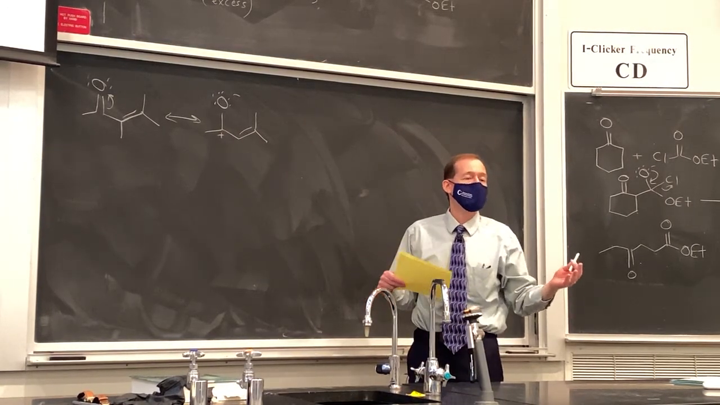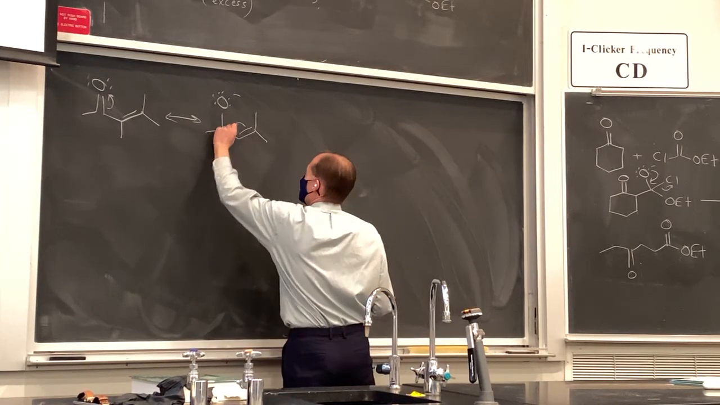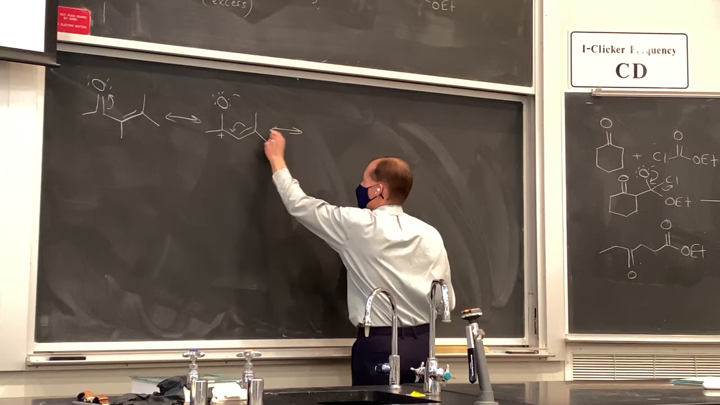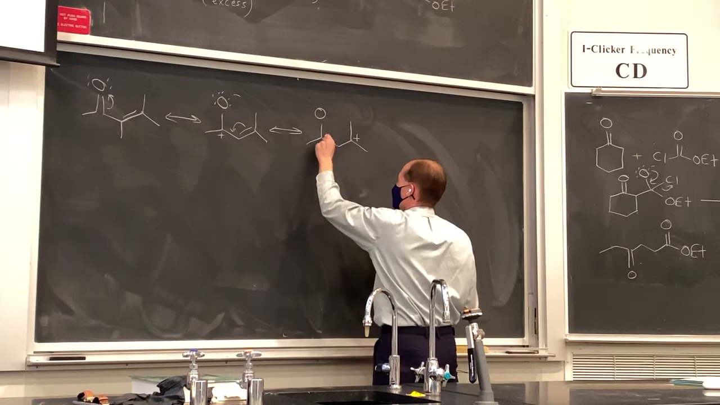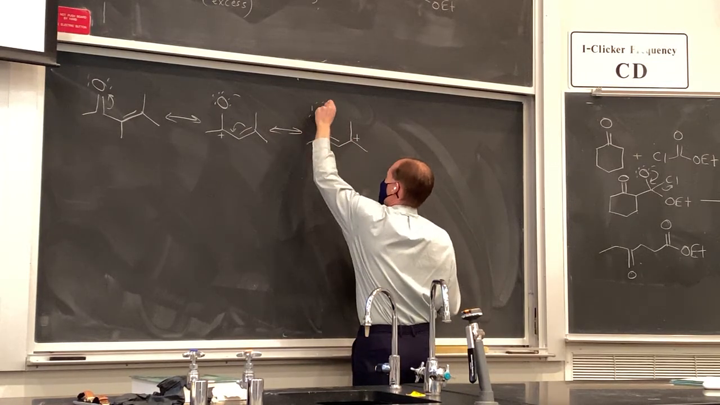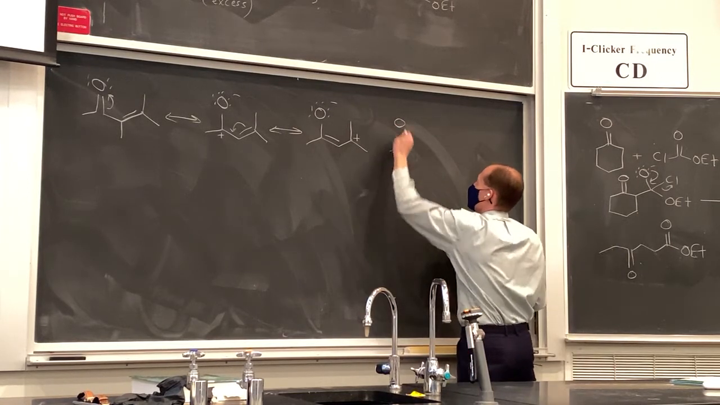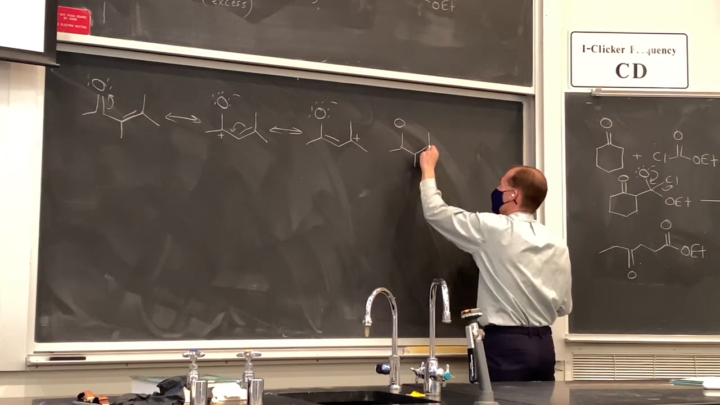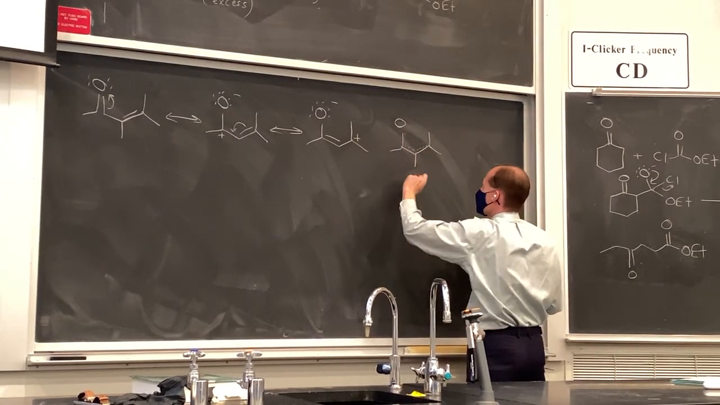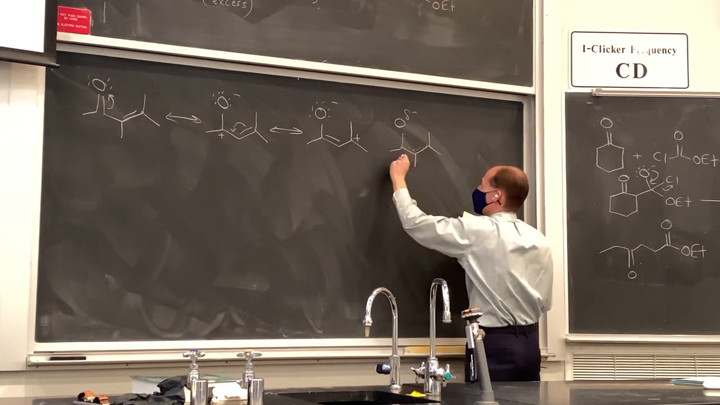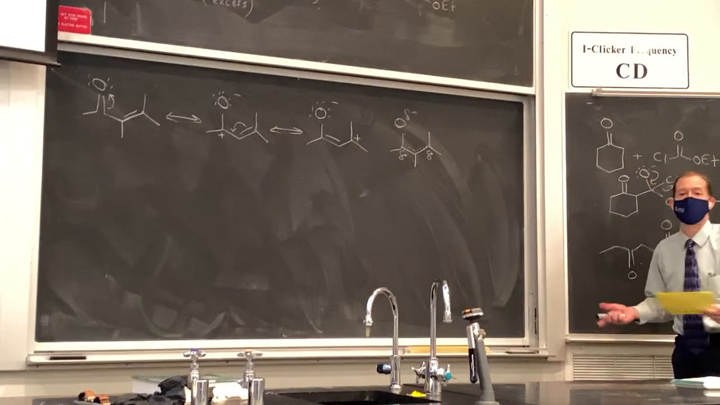But when we have an alpha-beta unsaturated compound where we have conjugation, that gives us an additional minor contributor, which we can draw like this. And this minor contributor has the positive charge on the beta carbon. So when we draw the hybrid structure, we have a lot of dashed lines like this. We have a partial negative charge on the oxygen, partial positive charges on the carbonyl carbon and the beta carbon.